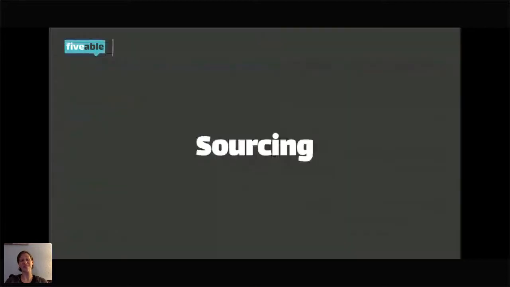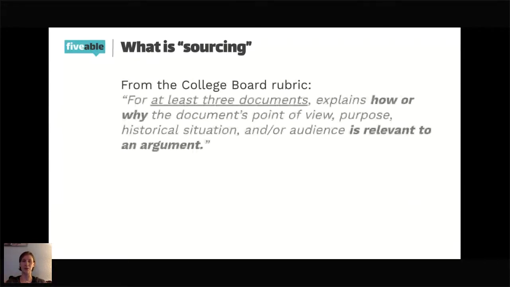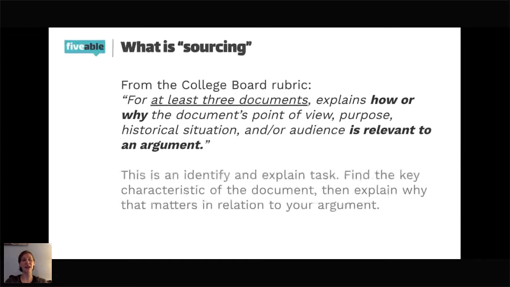All right, sourcing. Here it is. Let's just start with definition. What is sourcing? So I'll reiterate College Board language from the rubric. It says specifically, for at least 3 documents, the essay explains how or why the document's point of view, purpose, historical situation, and/or audience is relevant to an argument. So this is both an identify and an explain task. And what you're basically doing is for 3 documents, you want to find a key characteristic of that document and then explain why that characteristic matters in relation to the argument that you are trying to make.